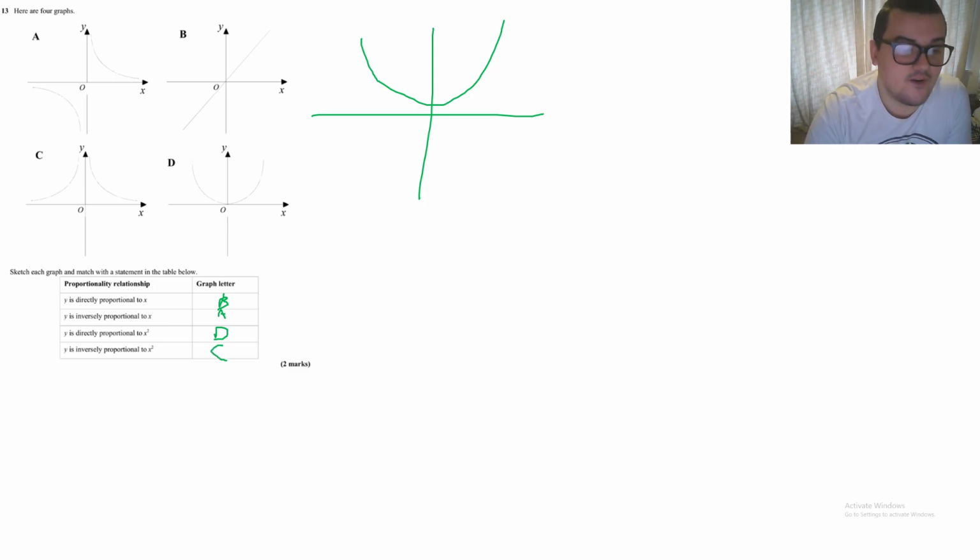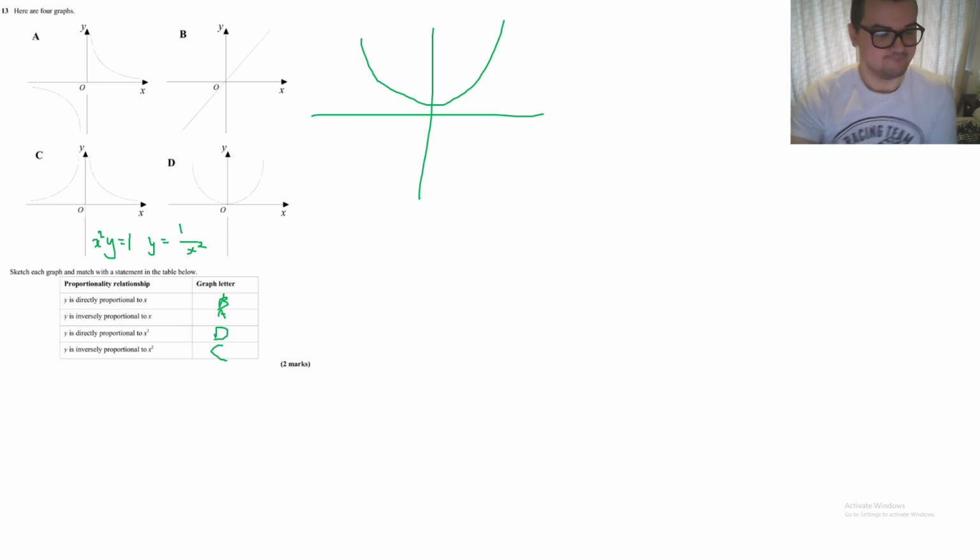So y is indirectly proportional to x squared, looks like this, where y times x squared equals 1, or y equals 1 over x squared. So that question was quite difficult. If you don't follow it, just go through it. Try going through it more slowly. Or if you still don't get it, send me an email and I will go through this question more slowly.